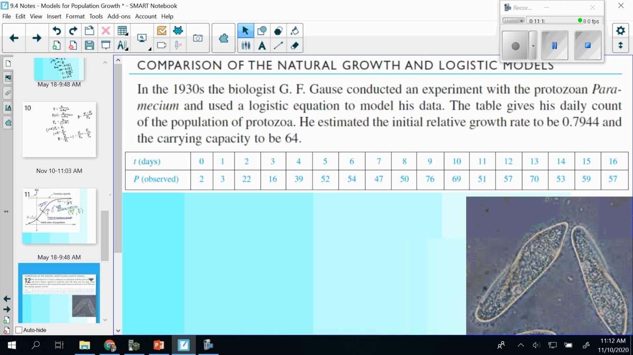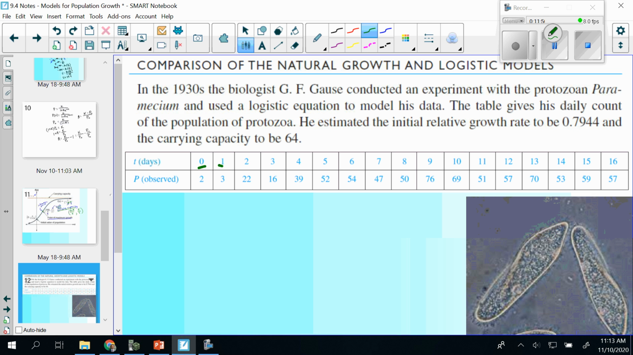All right, let's look at one more example here. In the 1930s, a biologist, Gauss, conducted an experiment with protozoan paramecium and used the logistical growth equation to model his data. The table gives his daily count of the population of protozoa. He estimated the initial relative growth rate to be about 0.7944 and the carrying capacity to be 64 of these paramecium. So here's his observed data here.